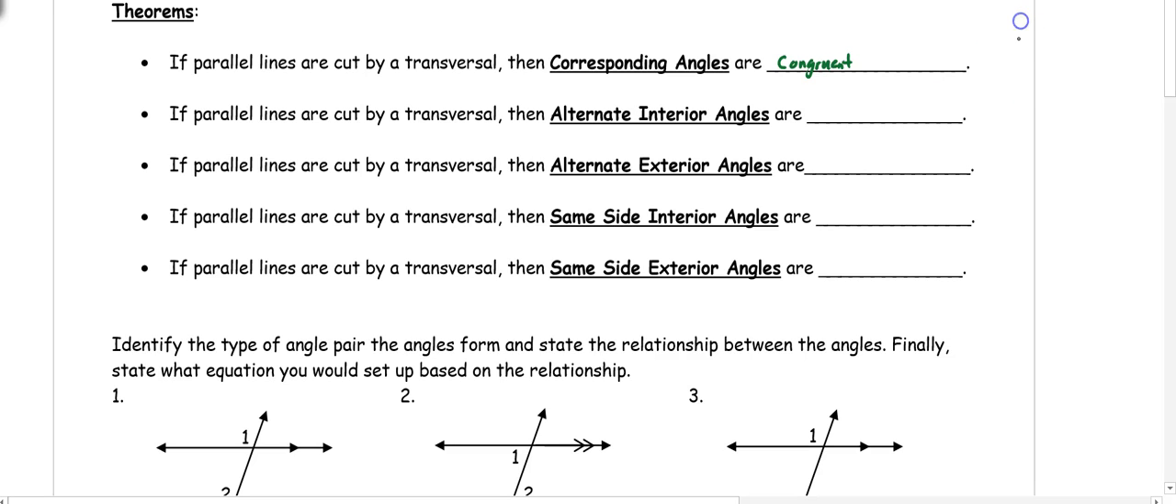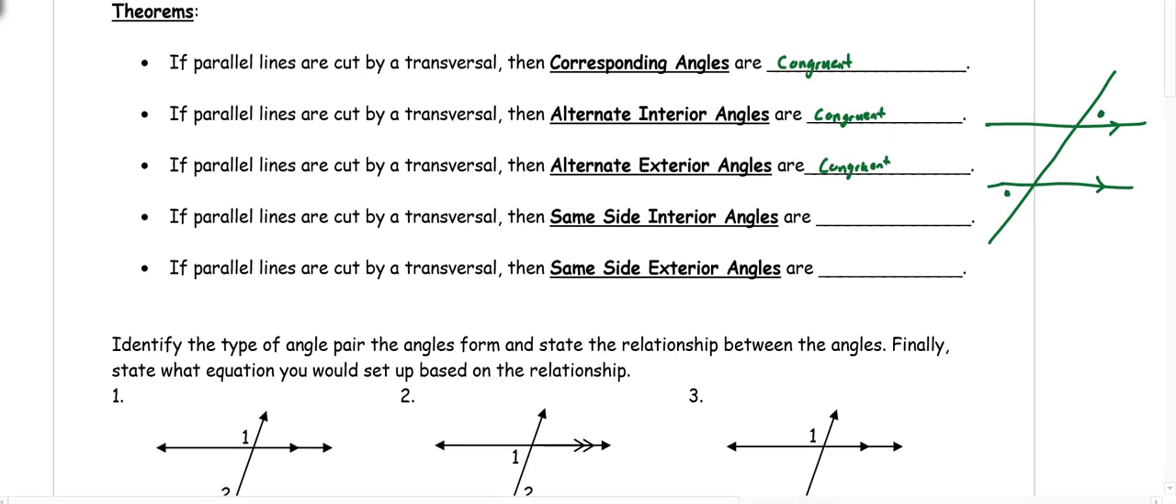If I have alternate interior angles from my parallel lines and a transversal, those are also going to be congruent. The same thing holds true if I have two parallel lines and a transversal: my alternate exterior angles are also going to be congruent. Now this switches a little bit.